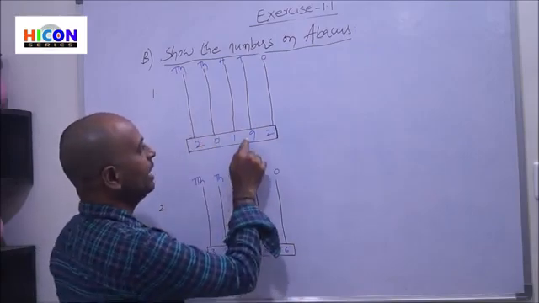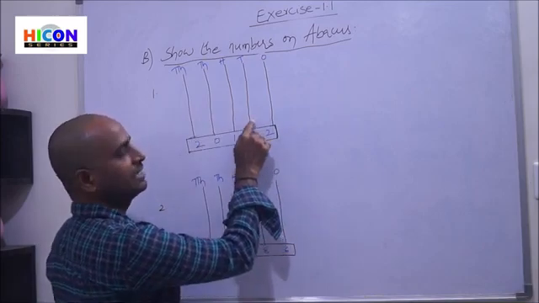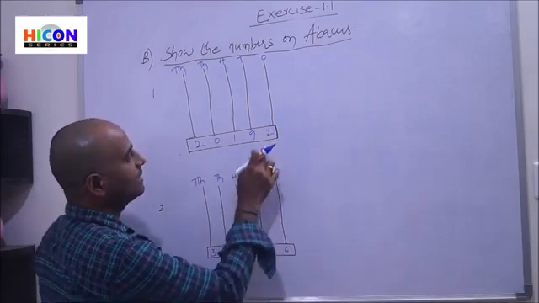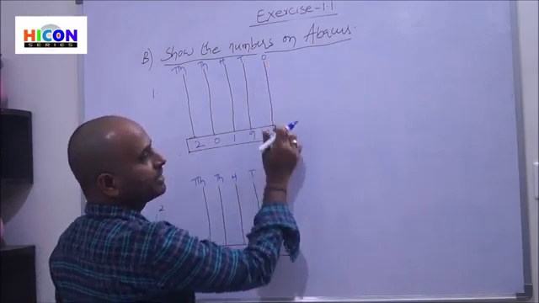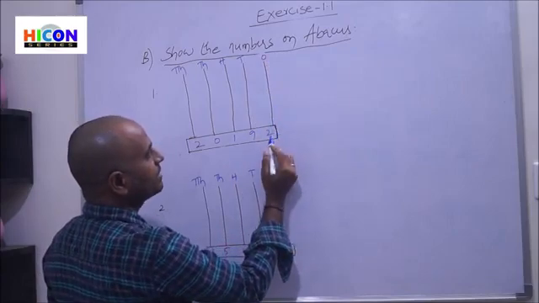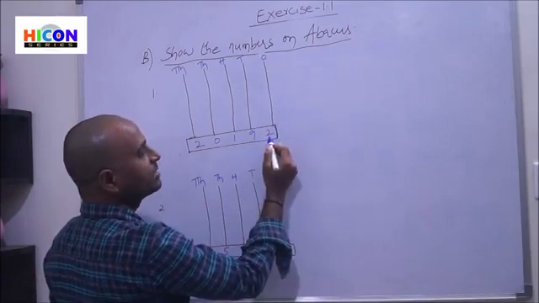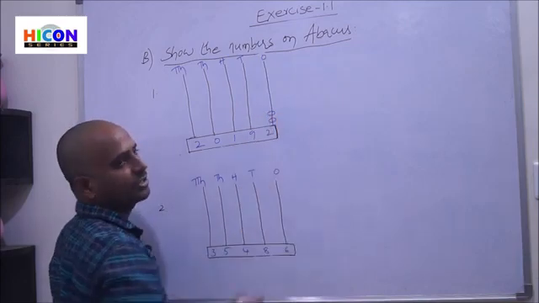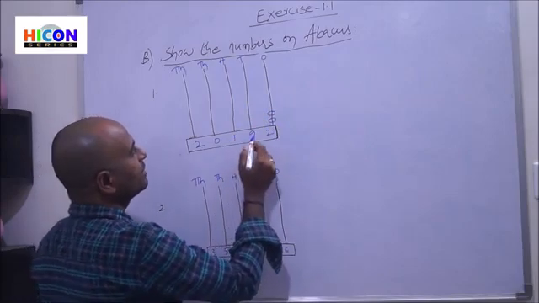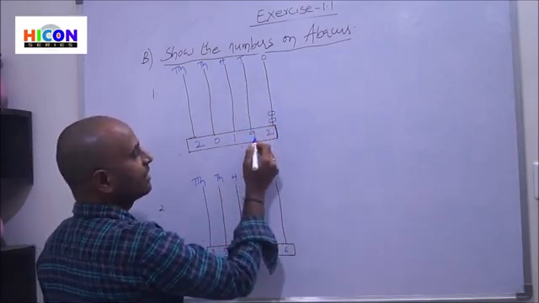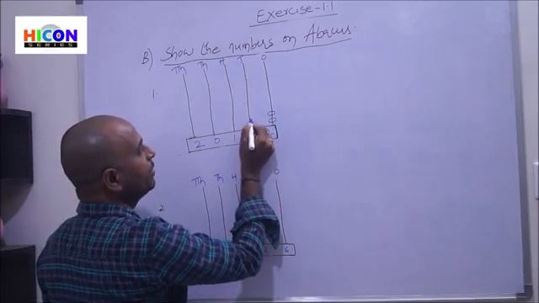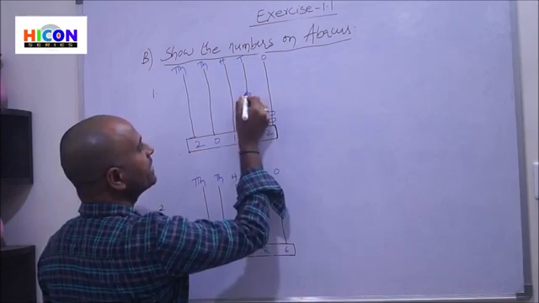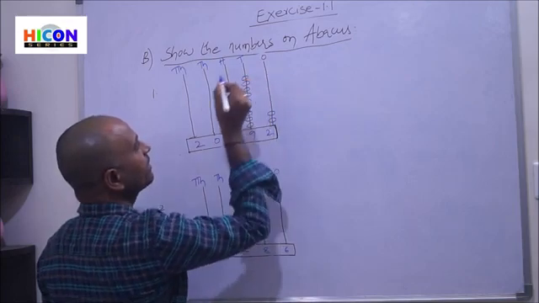That means we have to draw the beads on each stick according to the digit in that place. So let us see. This is the first stick, the ones place. In the ones place, the digit is 2. So draw 2 beads on the first stick. Next, the digit in the tens place is 9. So we have to draw 9 beads on the stick. So 4, 5, 6, 7, 8, 9.